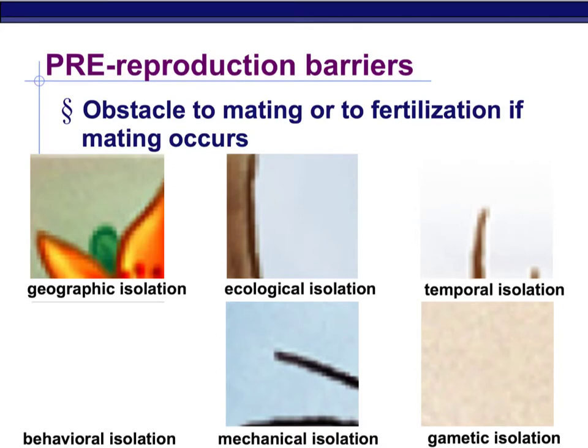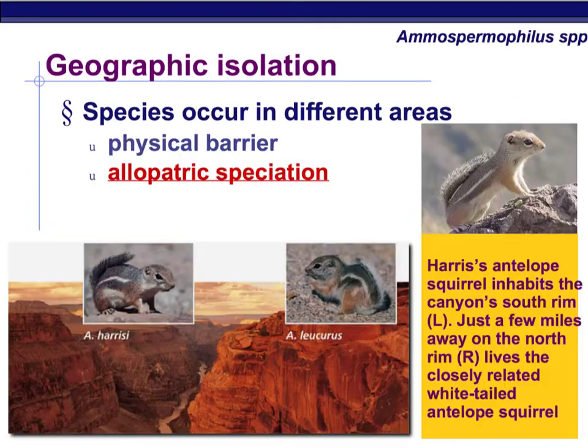So now we're going to talk about pre-reproductive barriers. And these are going to be obstacles that either prevent mating, or if mating does happen, it prevents fertilization. So all of this ties into how speciation occurs. If any of these things take place, you're going to have the formation of a new species.